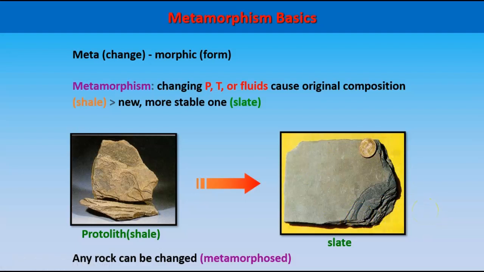And remember, I can do anything. I could take a granite and metamorphose it, turn it into something else. I could take a basalt. I could take a sandstone. I can take a limestone. I can even take a pre-existing metamorphic rock and increase or change its metamorphism, change it into something else. Okay, so that's what metamorphism does for us.